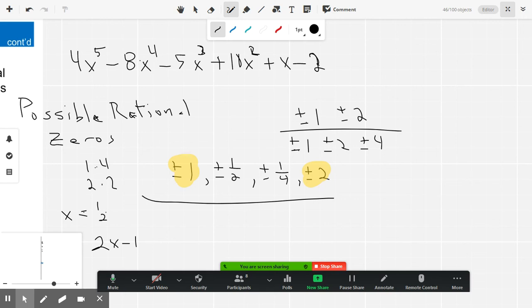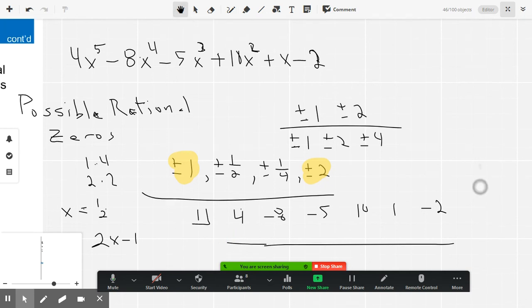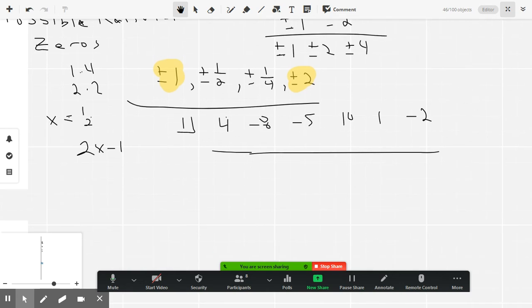So I'm going to start with, this goes 5, 4, 3, 2, 1. So I'm going to start with 4, -8, negative 5, 10, 1, and negative 2. And then I'm going to start with positive 1 and see if that's a rational zero, which means it would have zero remainder. So this is 4.